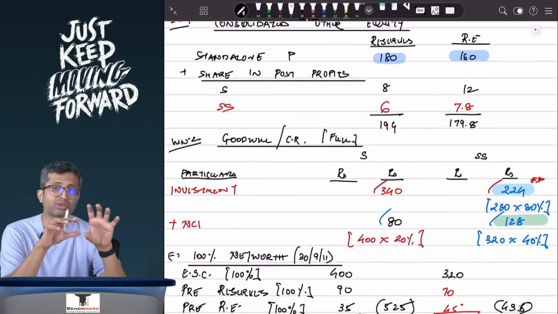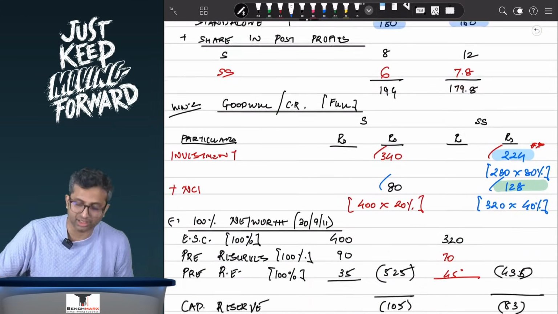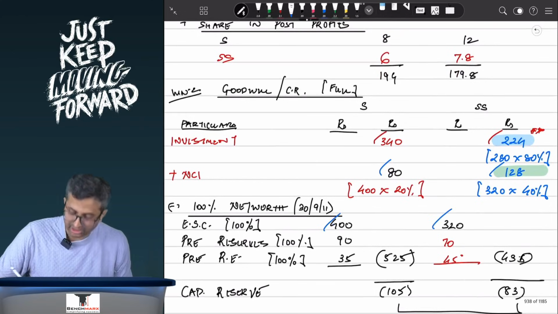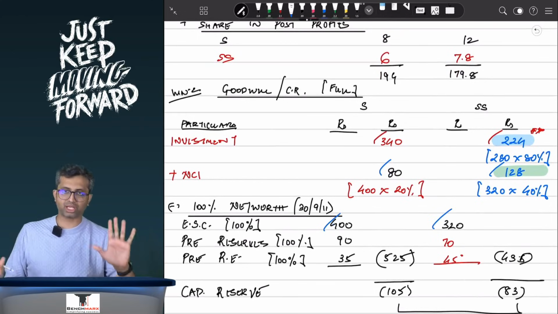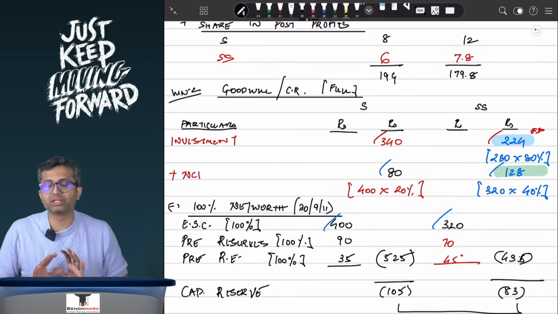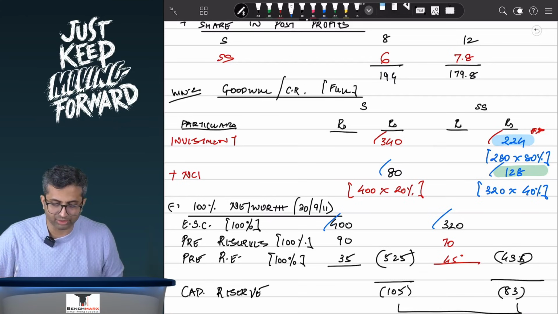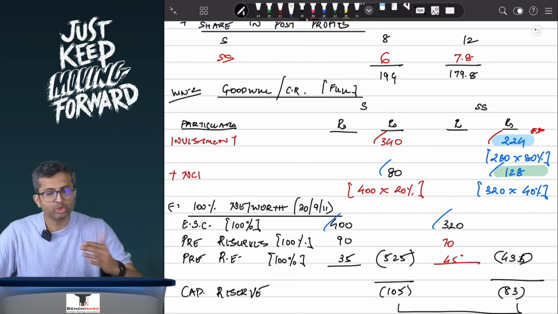Now I'll have to subtract 100% of the net worth as on the acquisition date. So for the equity share capital, the entire 400 and the entire 320 will be taken over here. 100% I have to take. With this, the only thing remaining is reserves, and if you are able to crack this 224 and 56 adjustment fairly well, you will be able to manage the reserves.